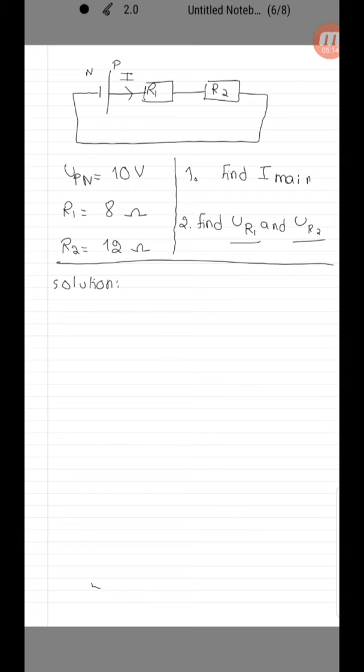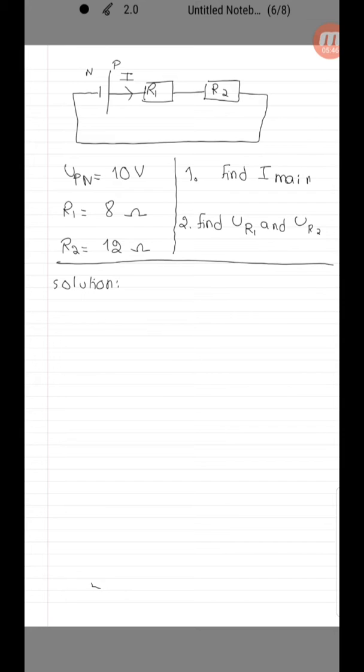Now for the final exercise for today, I have a battery connected to resistors in series. R1 and R2 are in series. I have UPN is 10 volts, R1 is 8 ohms and R2 is 12 ohms. I need to find, number 1, the main current I, and number 2, U of R1 and U of R2. Now to find the main current, I need to find R equivalent.